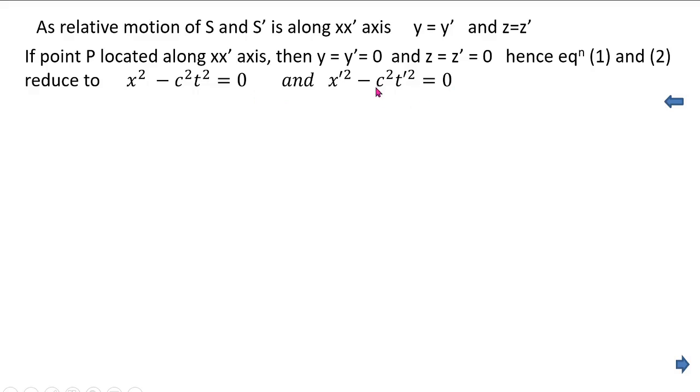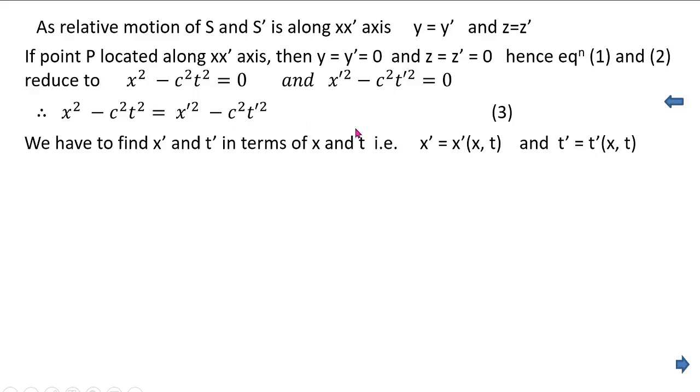Right hand side same, therefore left hand side must be same. Therefore, x square minus c square t square is equal to x dash square minus c square t dash square. Let this be equation 3. We have to find x dash and t dash in terms of x and t. We have to find the position coordinate x dash in terms of the position coordinate x in the S frame of reference, and t dash in terms of x and t. Therefore, x dash is a function of x and t, and t dash is also a function of x and t.